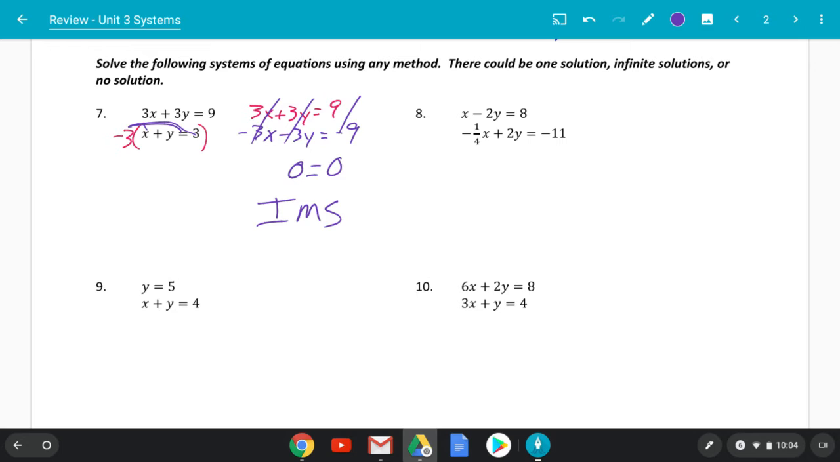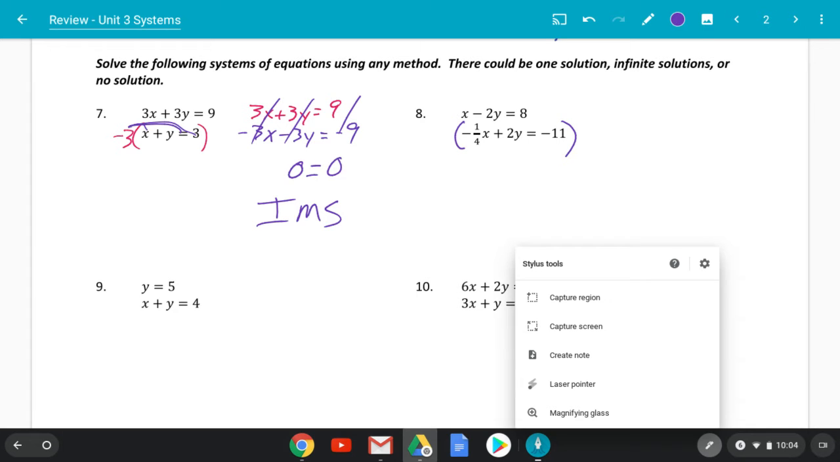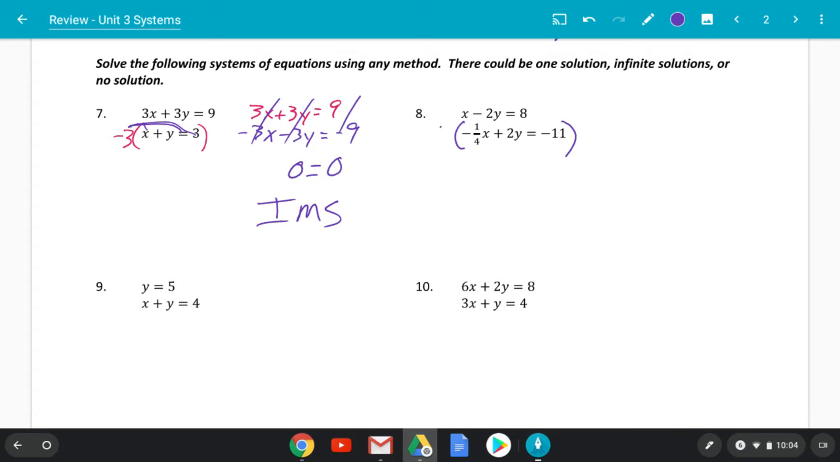As I look at number 8, the first thing that I see is a fraction in the second problem. I'd like to get rid of that fraction because I know the majority of you would as well. How do I get rid of a fraction? I multiply by the denominator. So I'm going to multiply this thing by 4.